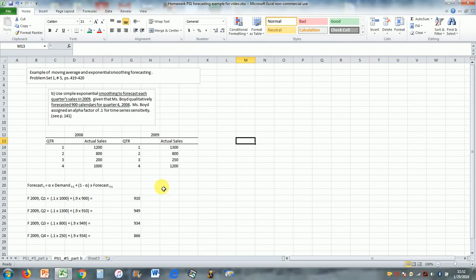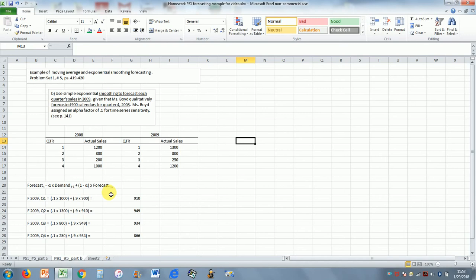Here was what the formula looks like. Forecast T, and all that means is this is the time period you want to forecast, is equal to this alpha factor times the demand, which is basically the actual sales, of period T minus 1, basically the previous period, plus 1 minus the alpha factor times the forecast of period T minus 1, which again is the previous period you're looking at.